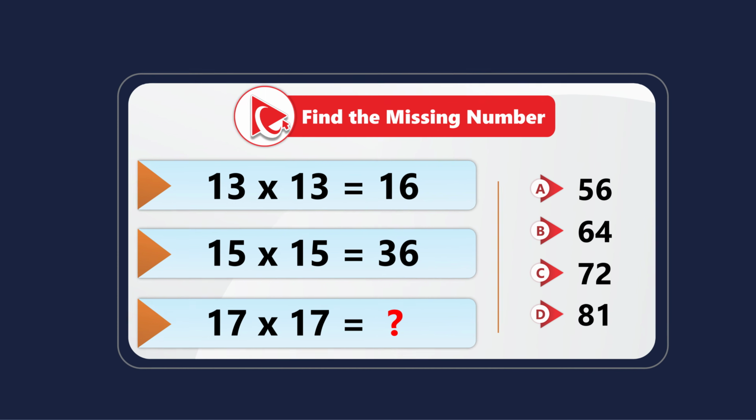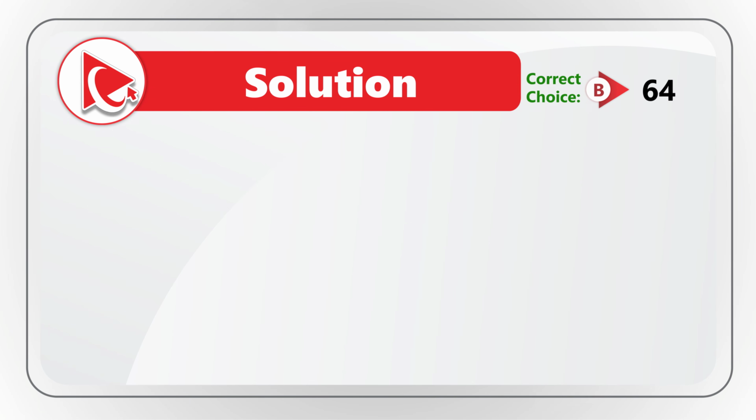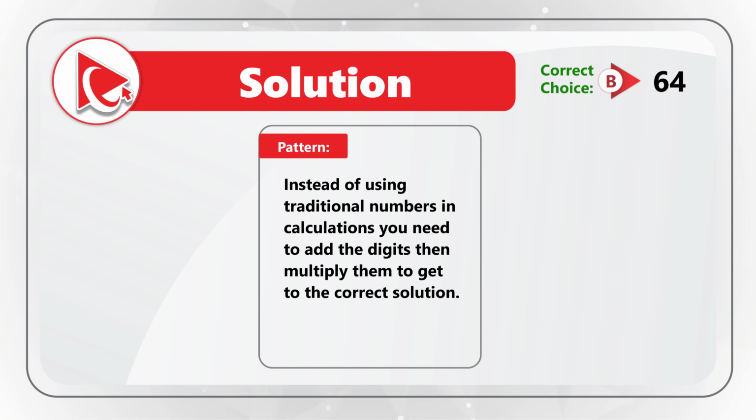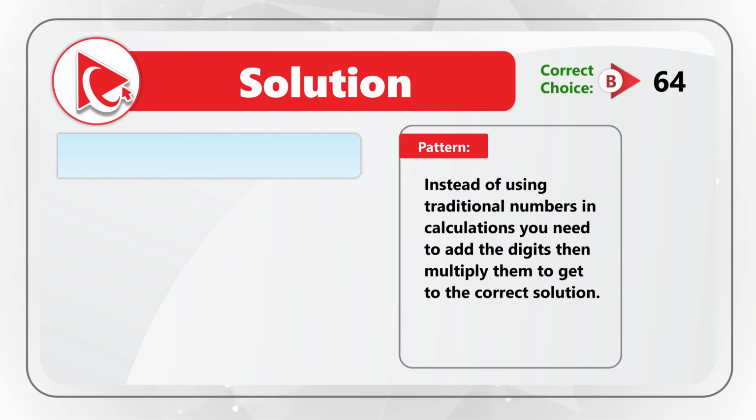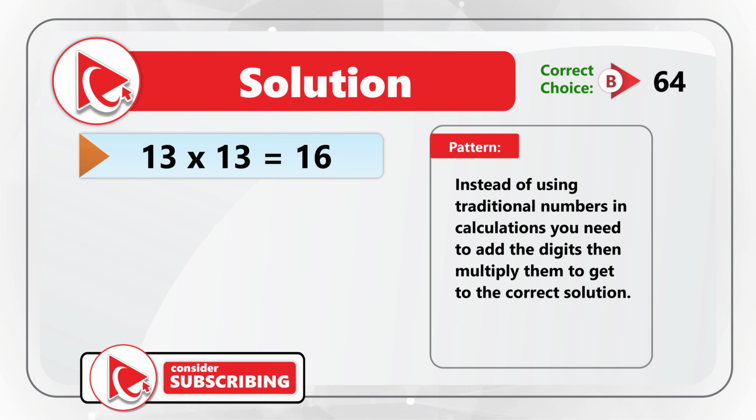Because the correct answer, choice B, 64, is calculated very easily. The pattern here is that instead of using traditional numbers in calculations, you need to add the digits and then multiply them to get to the correct solution. So let's look at the first expression. 13 multiplied by 13 equals 16.